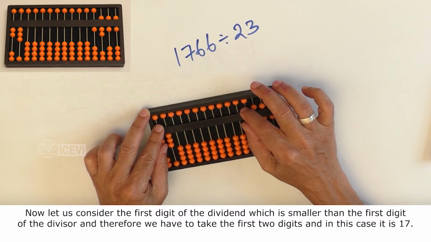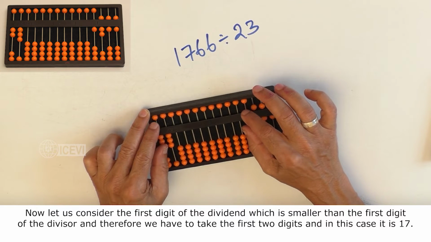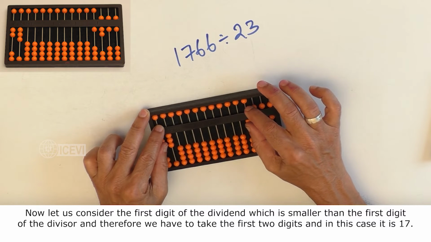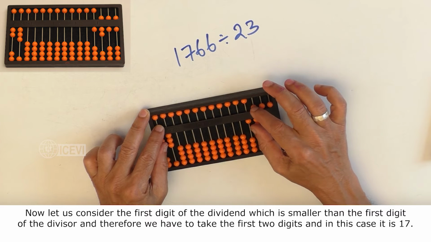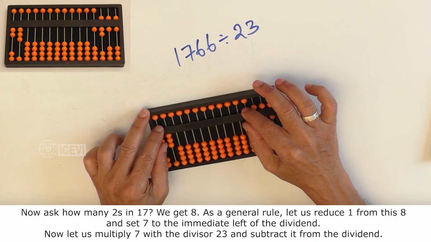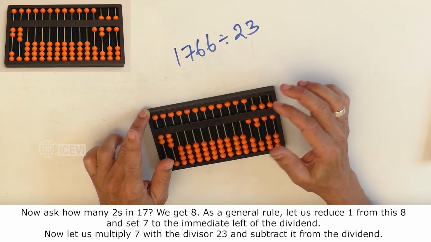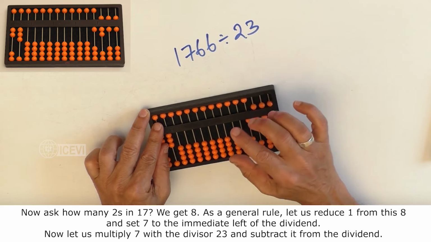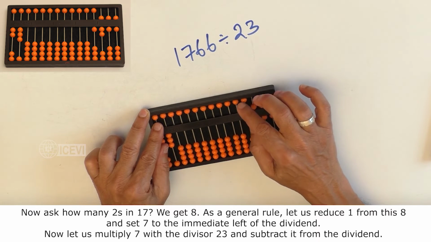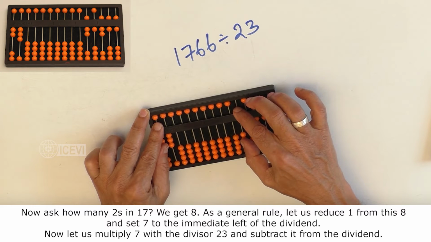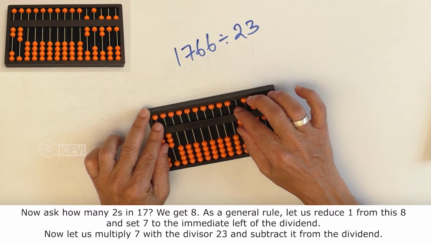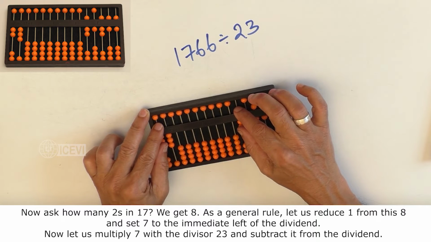Now let us consider the first digit of the dividend, which is smaller than the first digit of the divisor, and therefore we have to take the first two digits, and in this case it is 17. Now ask, how many 2's in 17? We get 8. As a general rule, let us reduce 1 from this 8 and set 7 to the immediate left of the dividend. Now let us multiply 7 with the divisor 23 and subtract it from the dividend.